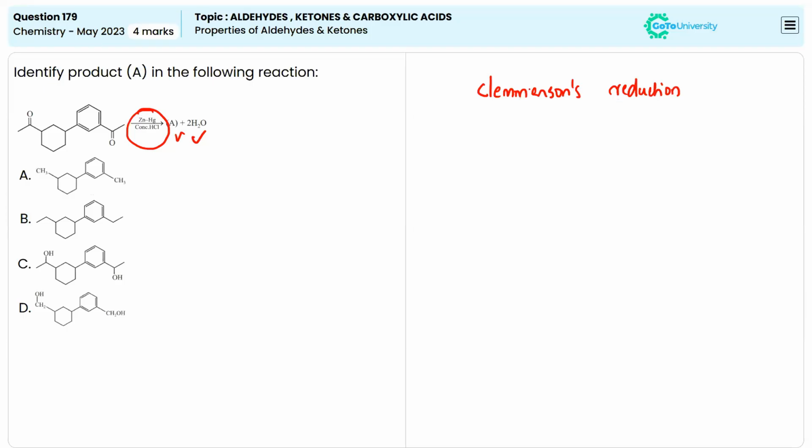In Clemmensen's reduction, usually the carbonyl groups will be converted into CH2 groups. So here we can consider the reaction, the ketone, and I will draw the structure of the ketone given here, which has ring structures. The ring structures will be unaffected during the reaction. Only the keto group will be converted into the CH2 group.